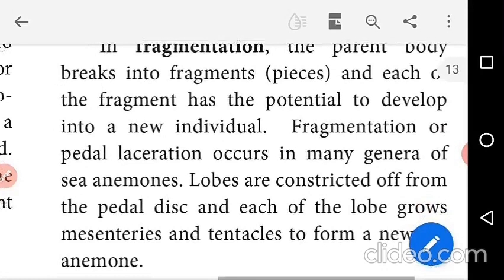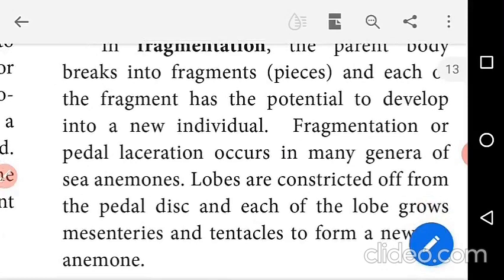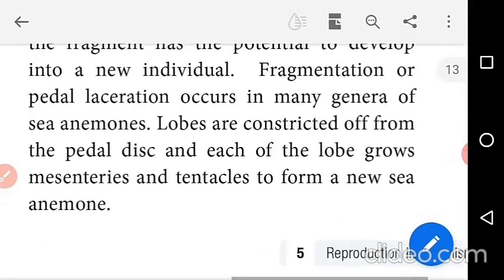The lobes constrict off from the pedal disc, and the lobes grow their mesenteries and tentacles to form a new sea anemone.